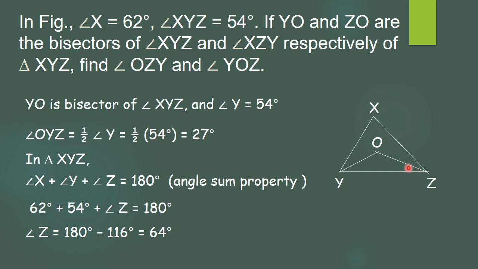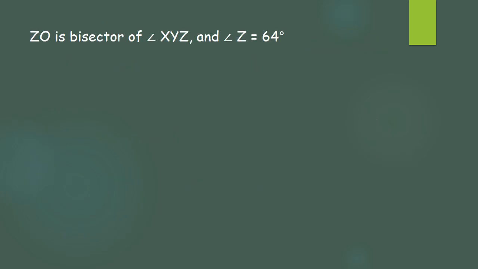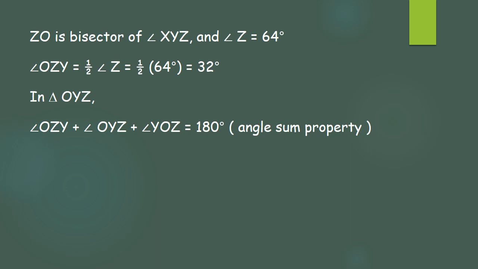Now as ZO is a bisector, angle OZY will be half of Z. So that will be half of 64, that will be 32. So the second question they have asked, OZY, we have calculated. Now the other part they have asked is to find the angle YOZ.